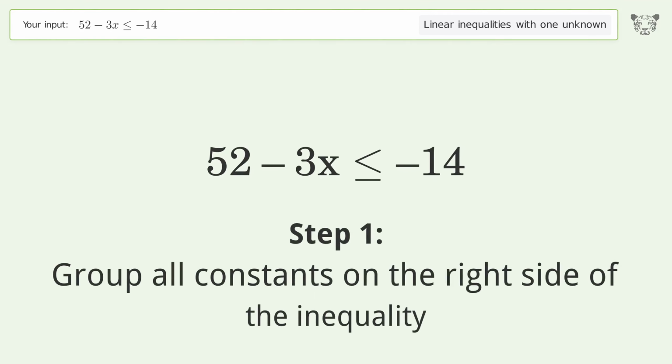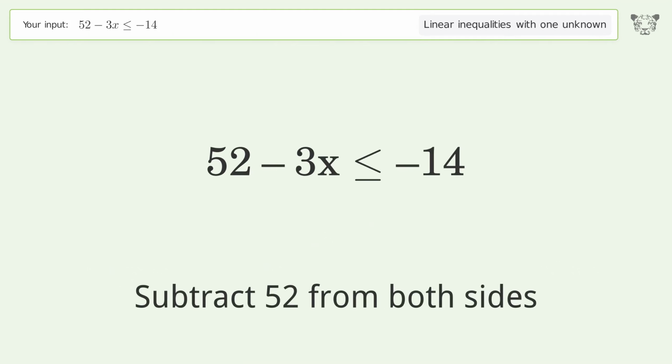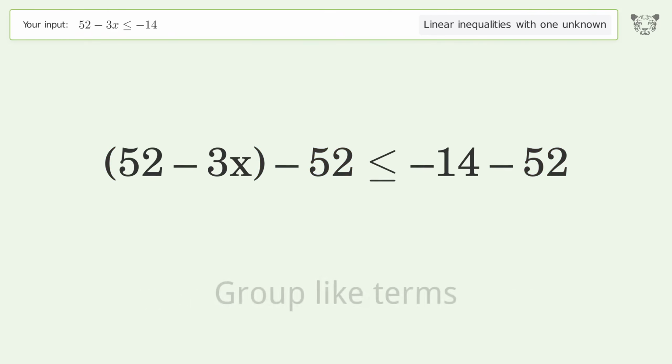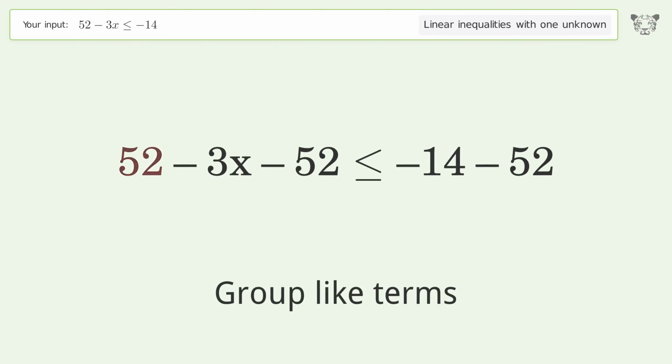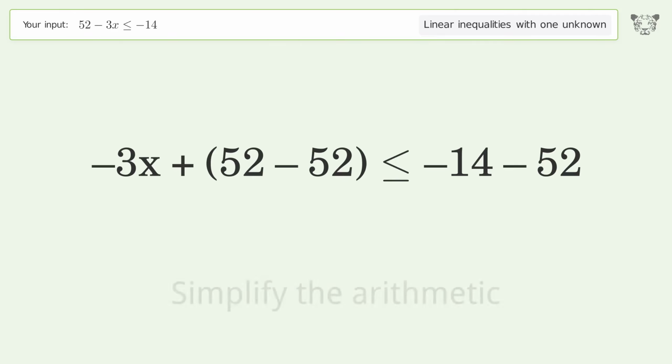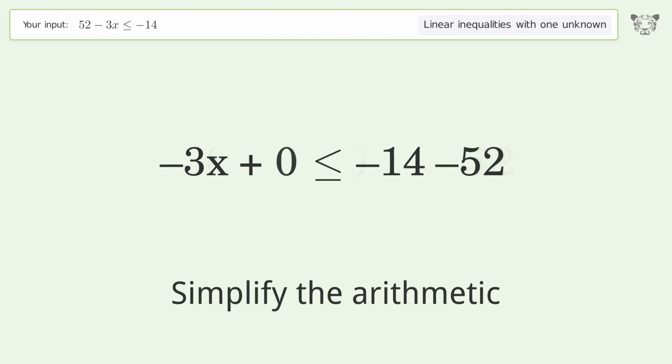Group all constants on the right side of the inequality. Subtract 52 from both sides. Group like terms. Simplify the arithmetic.